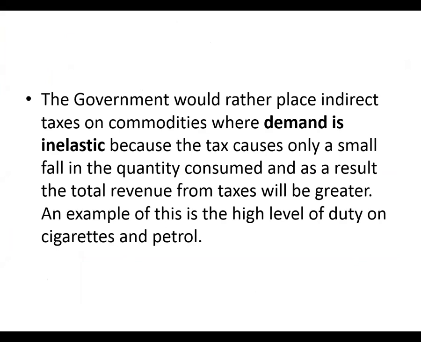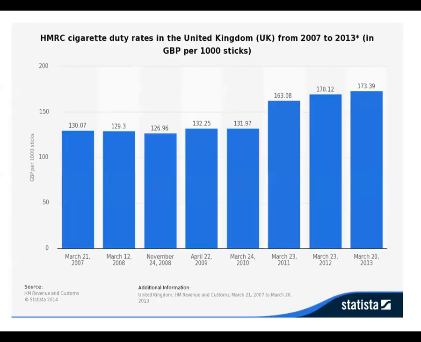An example of this is the high level of duty on cigarettes and petrol. These are very inelastic goods. The government continue to place very high taxes on them, but consumption is only reducing at a very small rate because they are very inelastic. If you look at fuel, many people will rely on fuel to get to and from work. They prefer to drive as opposed to use public transport.